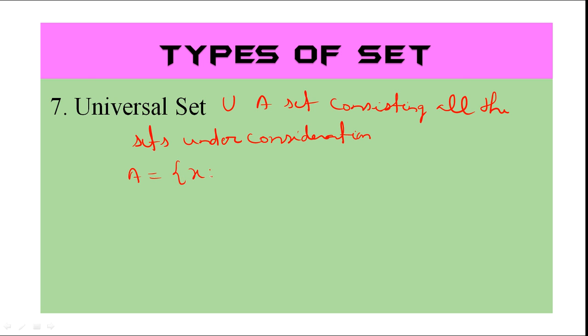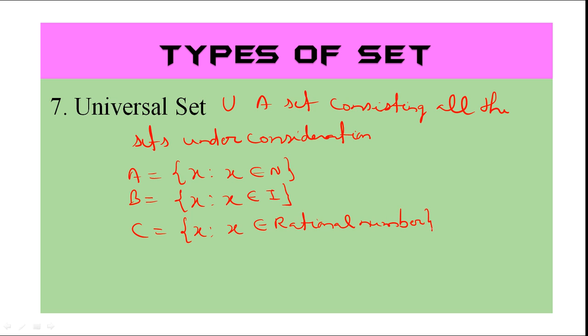Suppose I am taking A = {x : x is a natural number}. Another set B I have taken, {x : x is an integer}. Another set I have taken, {x : x is a rational number}. We can denote it by any symbol like P. So here you can see we are considering three sets A, B and C. A has all the elements belonging to the set of natural numbers, B has all the elements belonging to the set of integers, and C has the rational numbers, right. So here the universal set will be the set of real numbers.